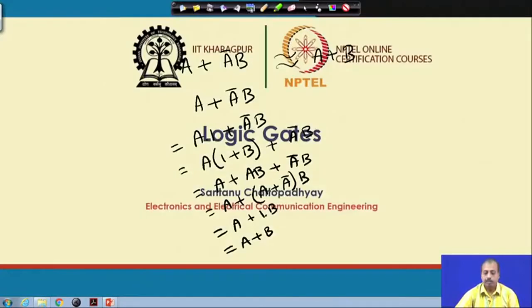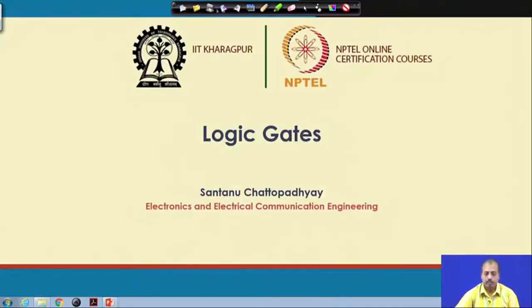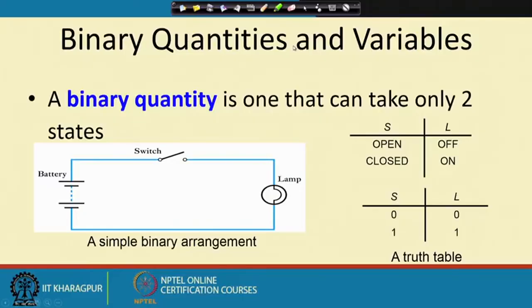So, with this we will be starting with logic gates. As I said, logic gates are digital circuit elements by which we can realize digital circuits. So far we have seen how to minimize the Boolean function, and from this class onwards we will see how to realize a Boolean function in terms of components. Now, the binary quantities and variables.